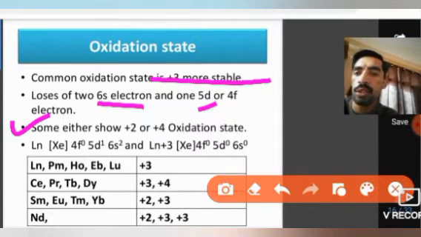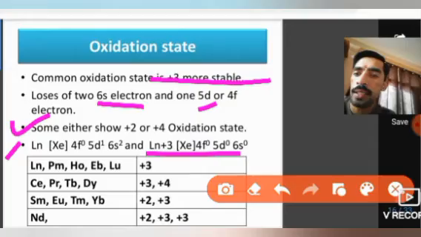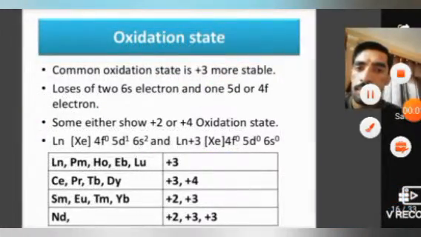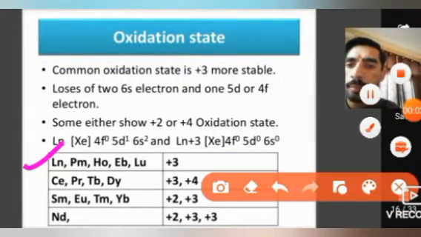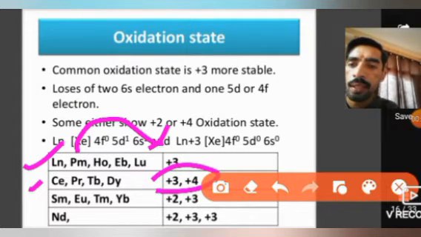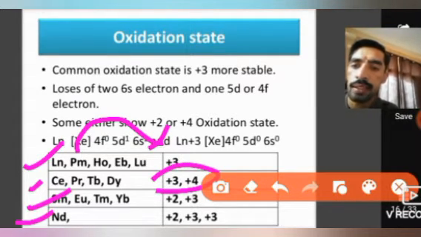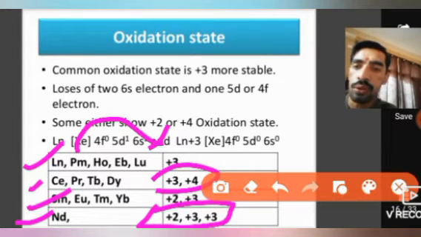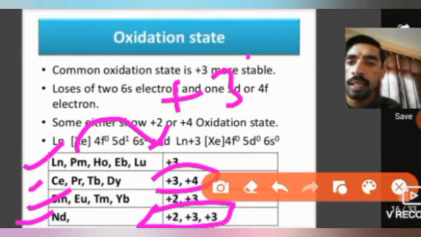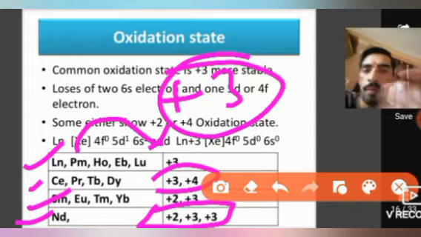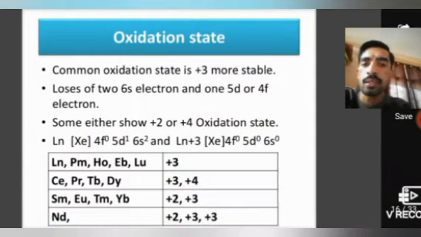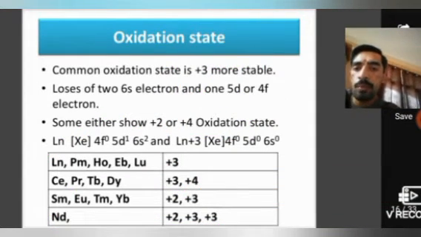Some also show +2 and +4 oxidation states, whereas lanthanum shows only +3. These elements have +3 oxidation state, these elements have +3 and +4, and these elements have +2 and +3. So you can see most of the elements have oxidation state +3, but in some cases there is +2 and +4 also. So you need to learn where the +2 and +4 occur.